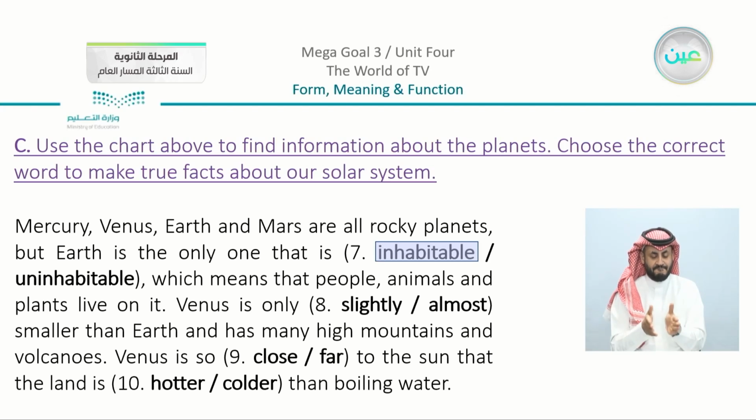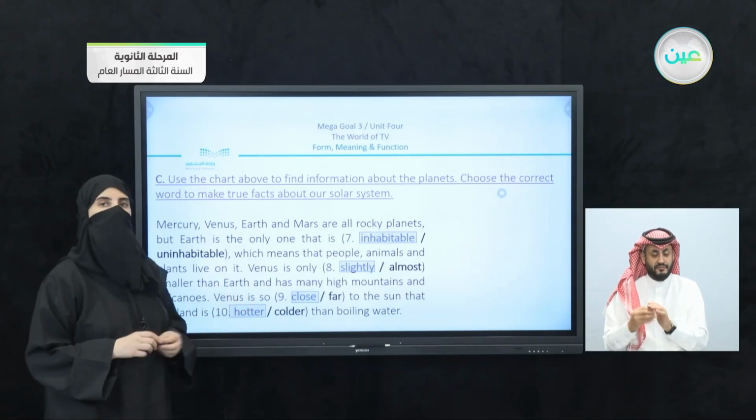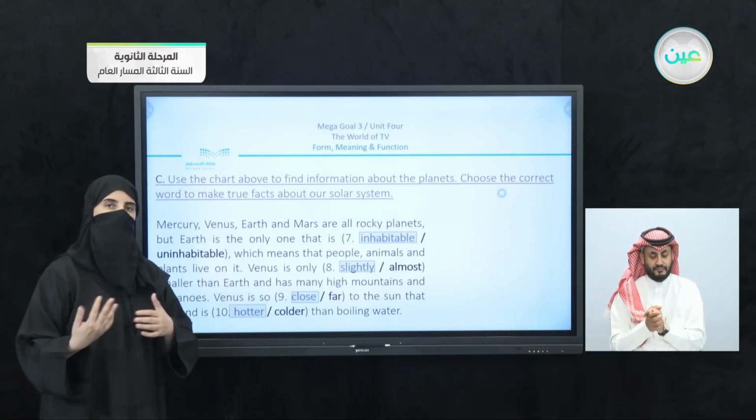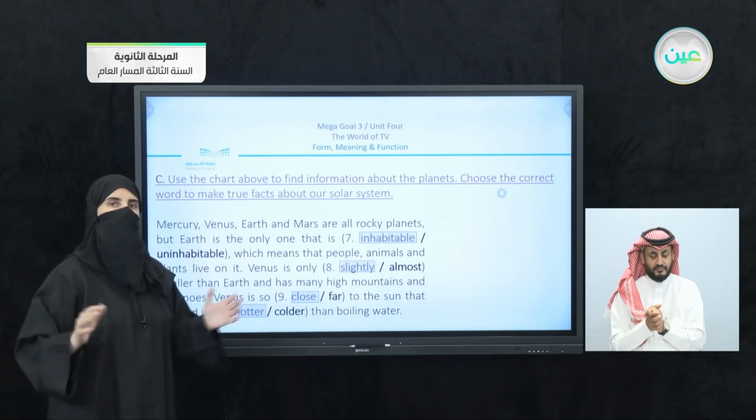Moving on, Venus is only slightly smaller than Earth and has many high mountains and volcanoes. Venus is so close to the sun that the land is, we can see, hotter than boiling water. So you can just check your answers here. You can just make sure that you have the same correct answers that I have here. And of course, we agree that it is based on the table that we have in the book.